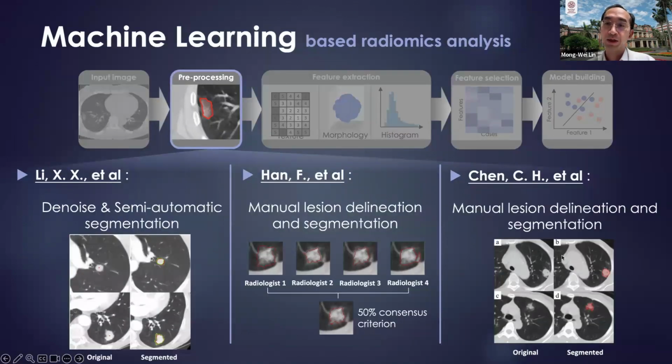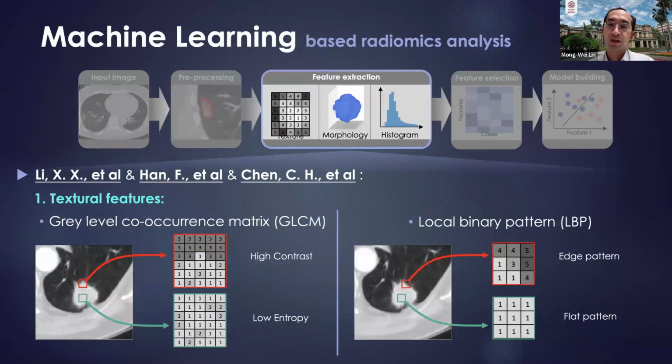In the preprocessing step, earlier studies rely heavily on manual or semi-automatic annotation of the lesion, but today more and more automatic segmentation tools are available, and their accuracy has become reasonably good, which greatly reduces the manual workload.